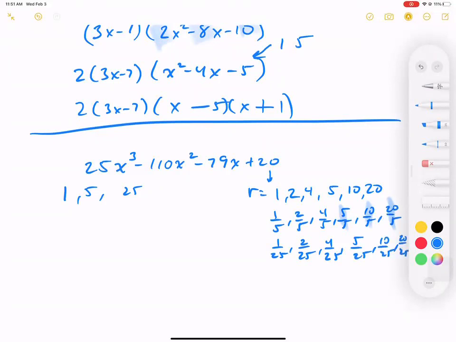And just to emphasize that these repeat, 5 over 25 is just 1/5. That's really this one here. 10 over 25 is really 2/5, and 20 over 25 is really 4/5. So we really only added a couple of extra ones here.